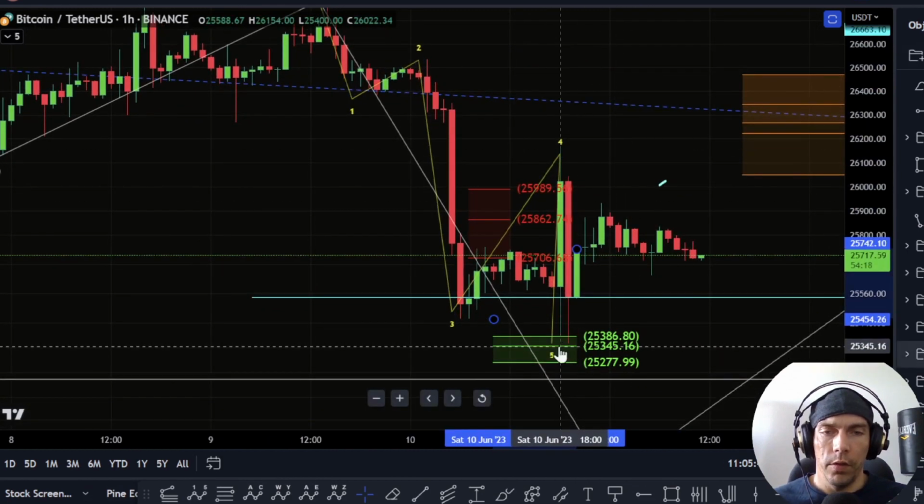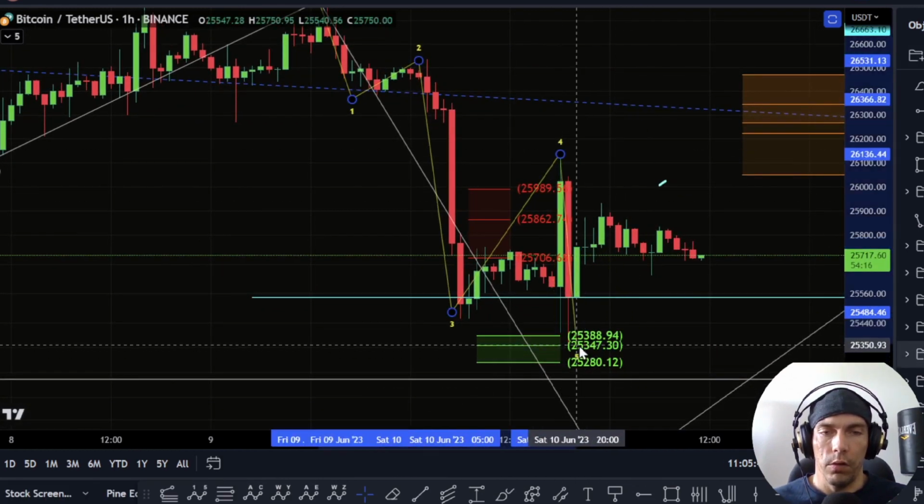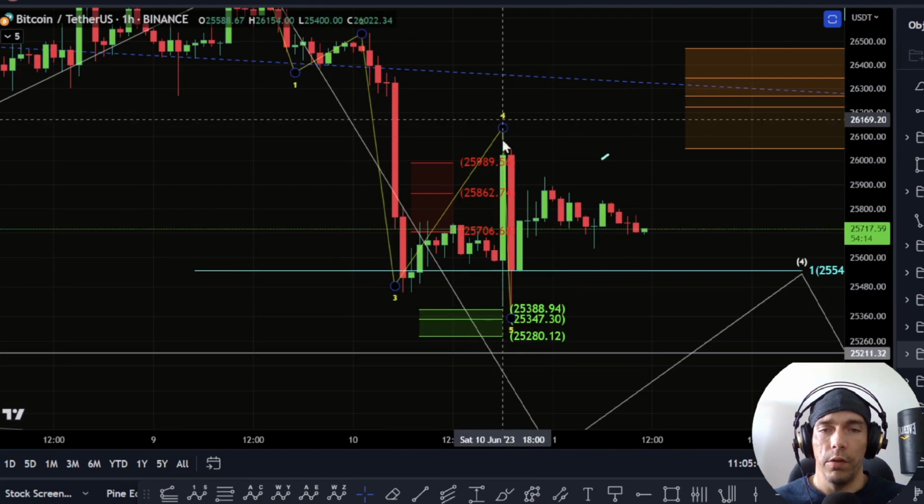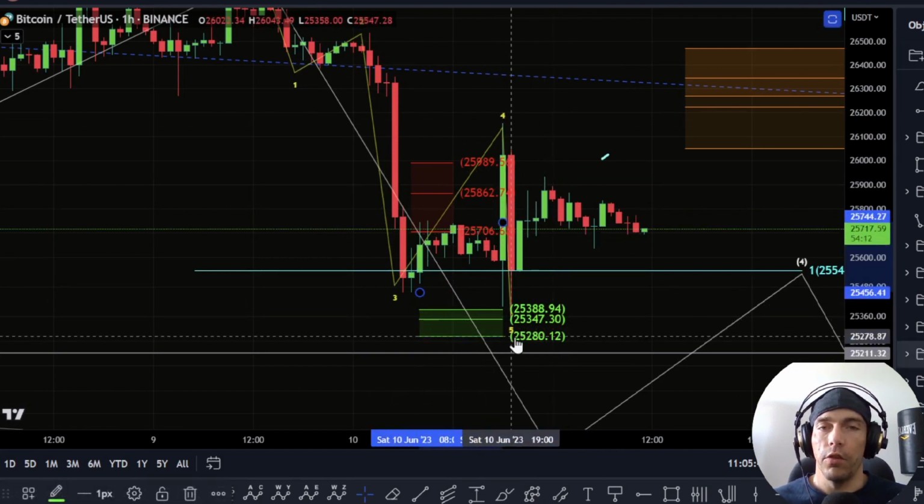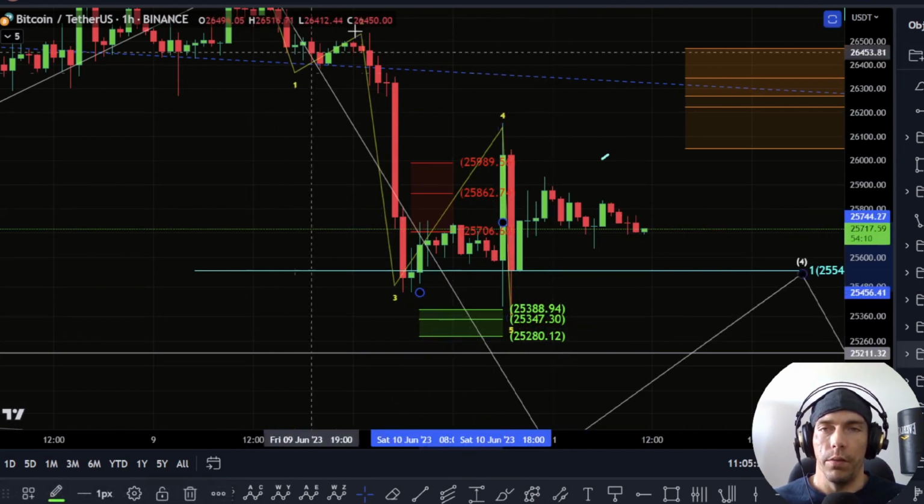Now, if this is the case, this means that we've actually come down into the target area for this 5th wave. Obviously, we did come up higher, so this would have changed the target area, but we have actually come down in a 5-wave move.